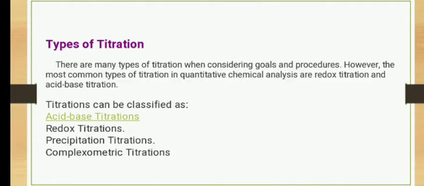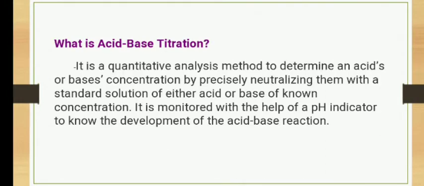So, let's move on to the types of titration. There are many types of titration when considering goals and procedures. However, the most common types in quantitative chemical analysis are redox titration and acid-base titration. Titrations can be classified as acid-base titrations, redox titrations, precipitation titrations, and the last one, complexometric titrations. So let's discuss them one by one.